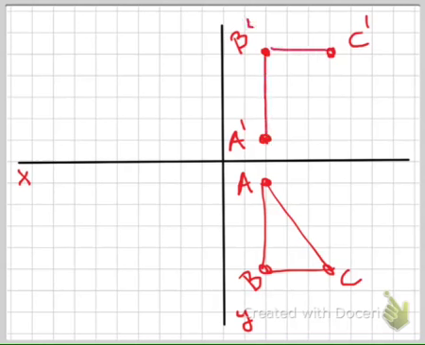It's reflected over the x-axis. It's still the same size. It's still the same shape. What's changed is the location and the orientation.